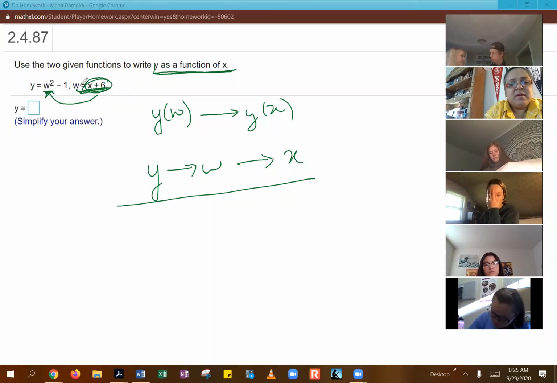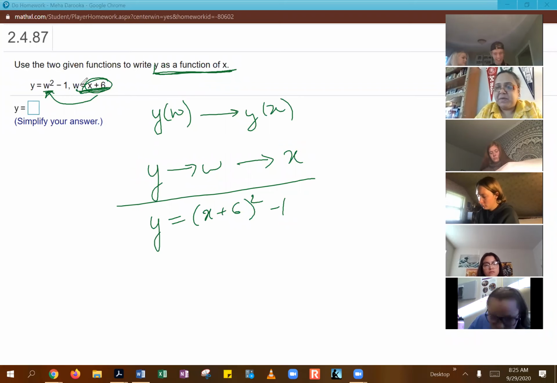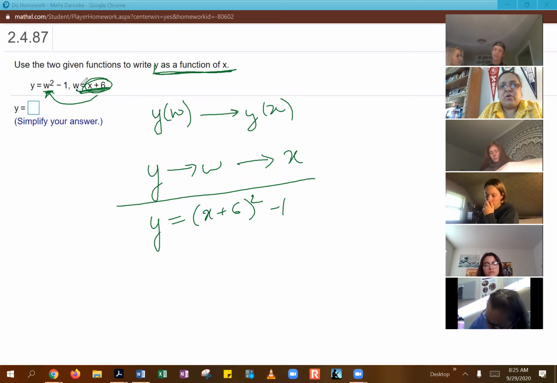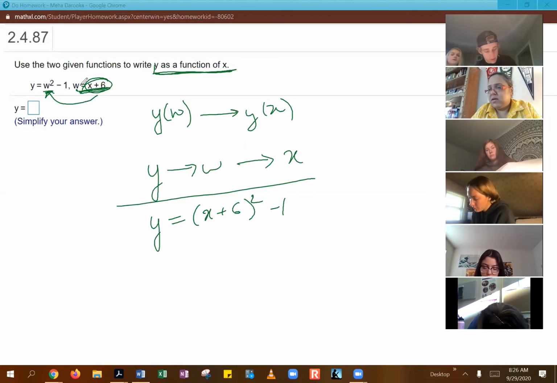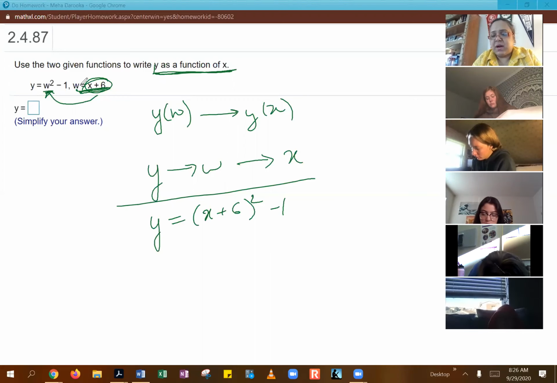So we are given y equals w squared minus 1, but then instead of w, you are replacing it with x plus 6 from that second equation. So it's still a composition of functions, but they're giving it to you more in terms of y equals w squared minus 1. So y in terms of w in terms of x. So how do you make that happen? Go ahead and simplify this and let me see what you come up with as your answer. Take a minute, don't send your answer in just yet. Let me see what answers you are coming up with.